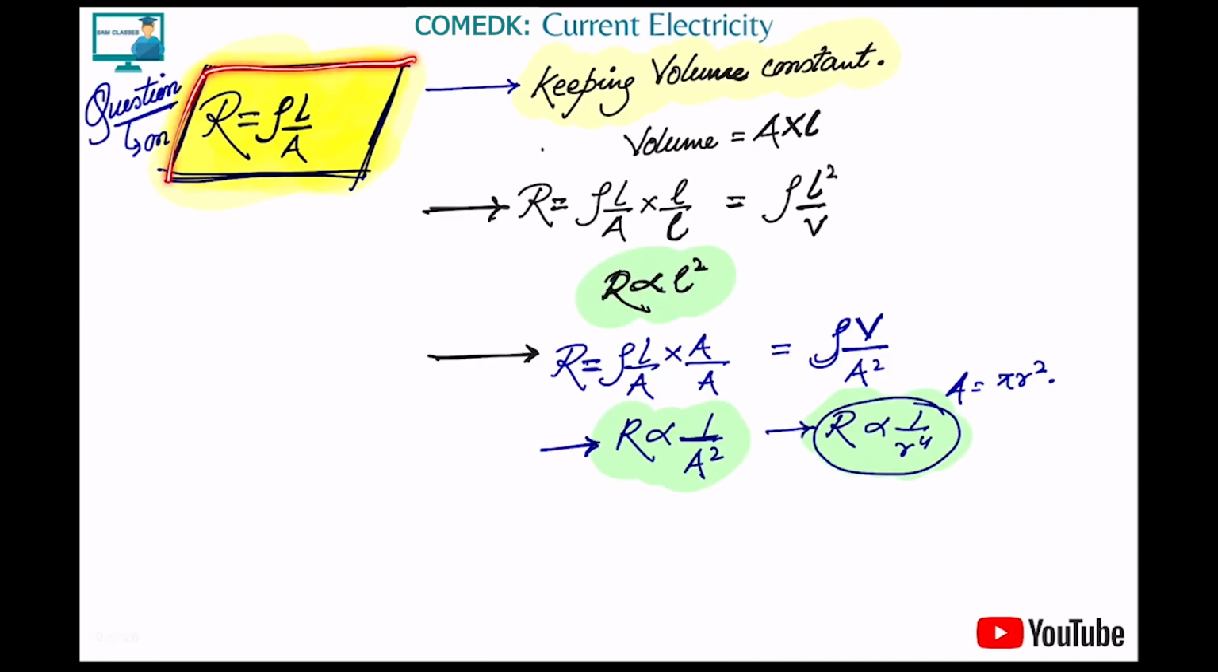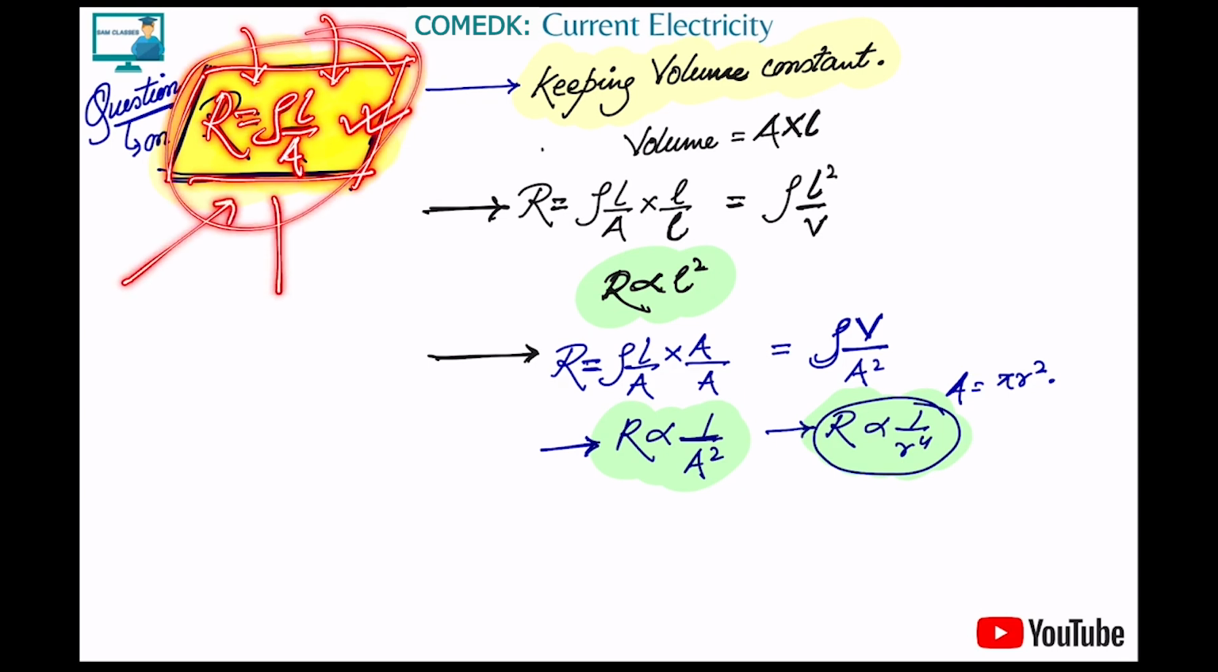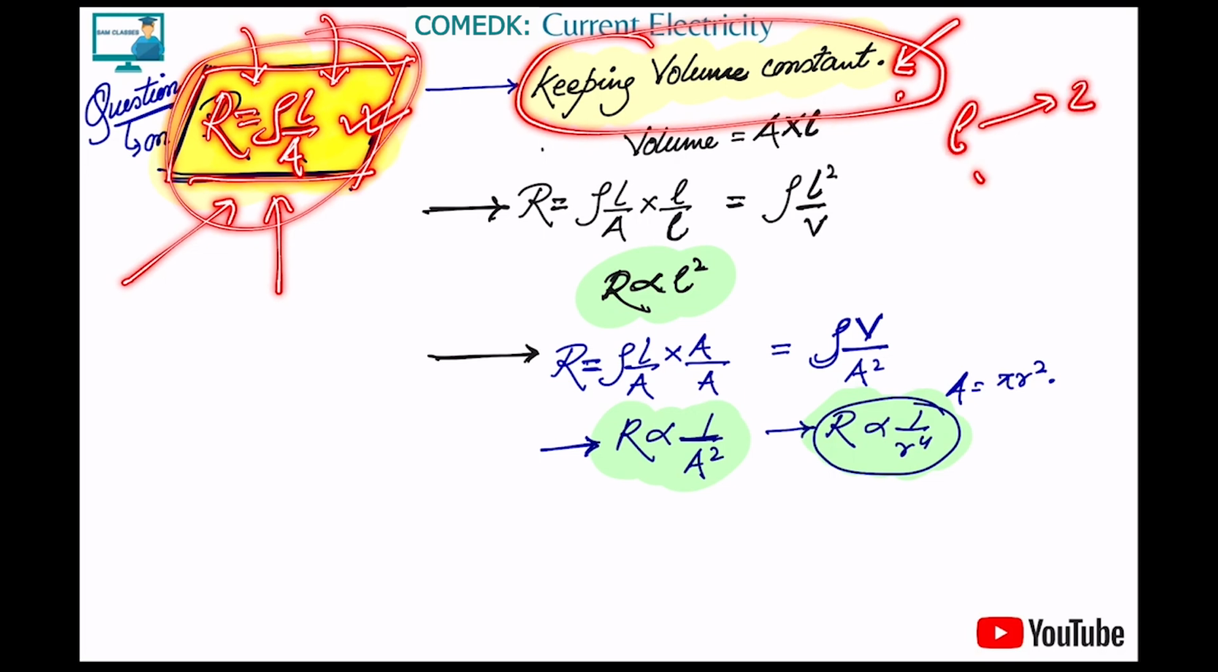There are a lot of questions every year for students on R is equal to rho L by A. This formula is very important, so you need to understand it. For this formula, they will give you a condition where the volume is kept constant. Then they ask, if we increase the length to double, what will be the change in resistance, or if we make the area half, what will be the change in resistance.